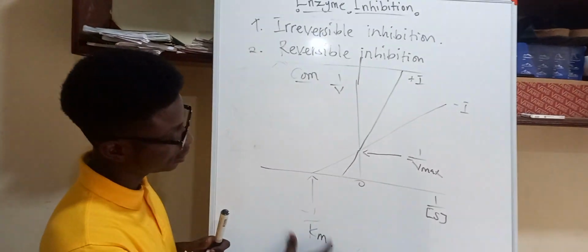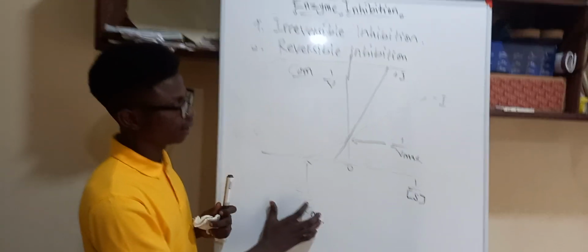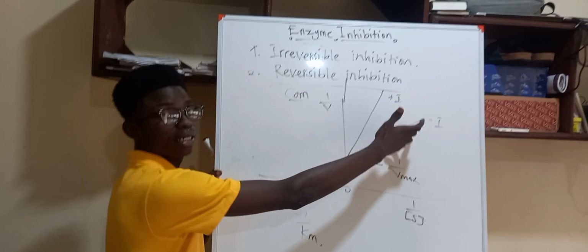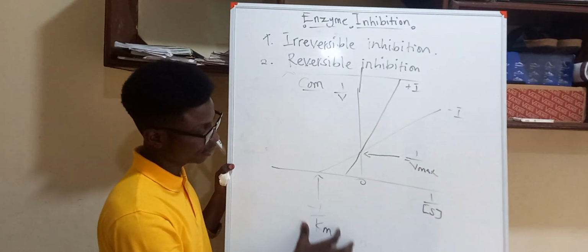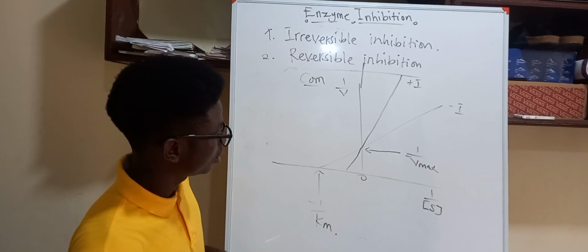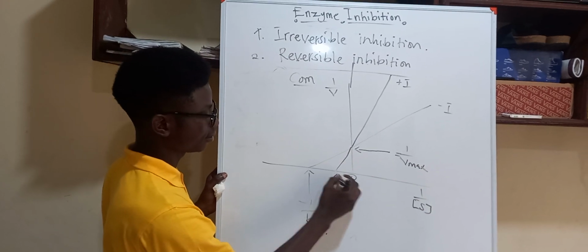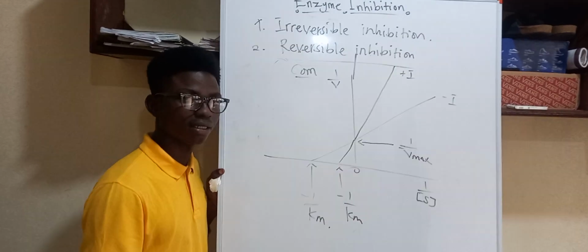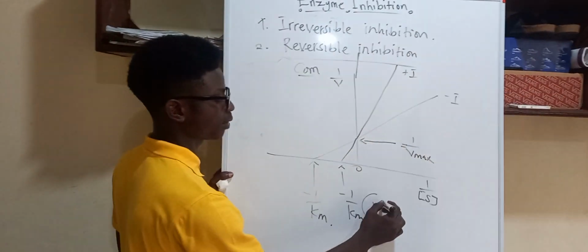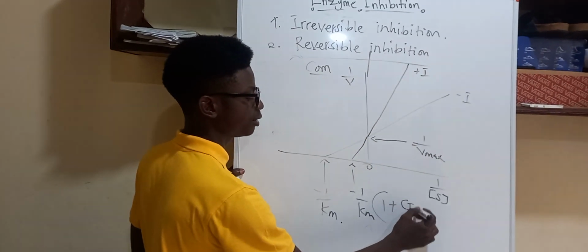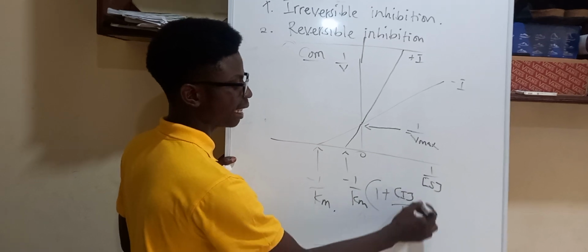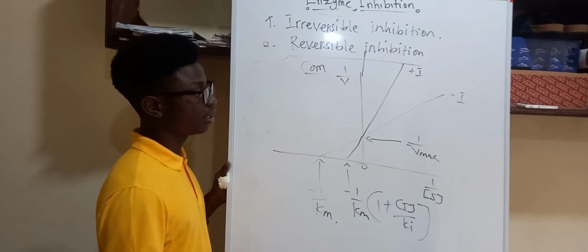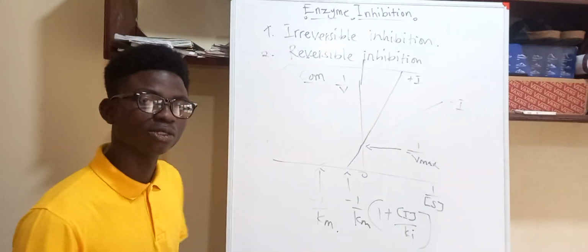So this is actually the value when there is no competitive inhibitor. Now when there is a competitive inhibitor, it is also going to be 1 over Km, apparent Km. But then you are going to multiply it by 1 plus the concentration of the inhibitor over the Ki. So these are the things you need to know for this competitive inhibitor.